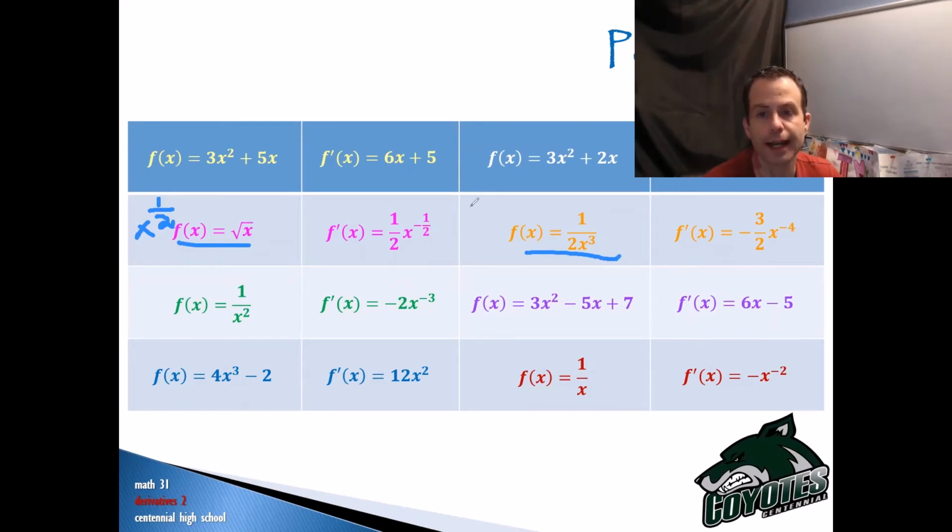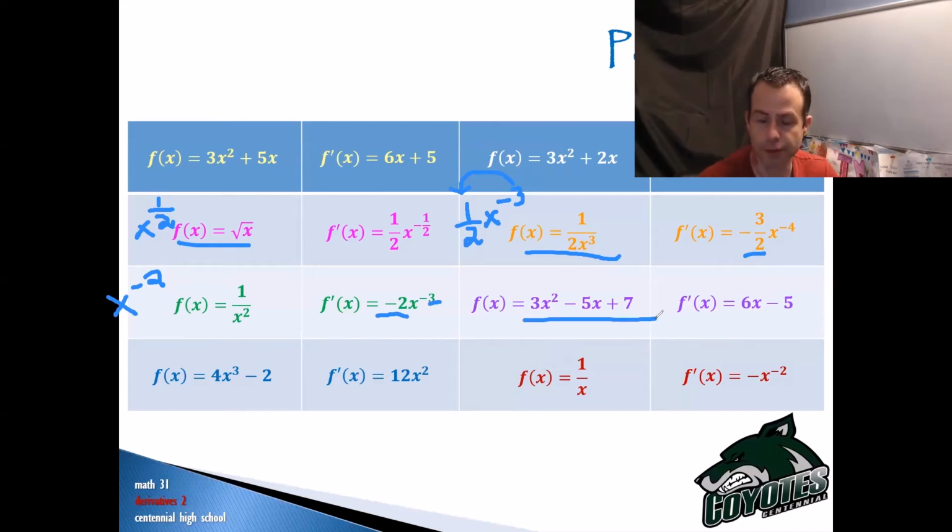So we could look at that as 1/2 x to the -3. Well, the -3 comes to the front to get multiplied. 1/2 times -3 is -3/2. Look at that. And then if -3 drops a degree, it would be -4. And it works for every one of these. This one would be x to the -2. -2 comes to the front, and then -2 drops a degree to get me my -3.